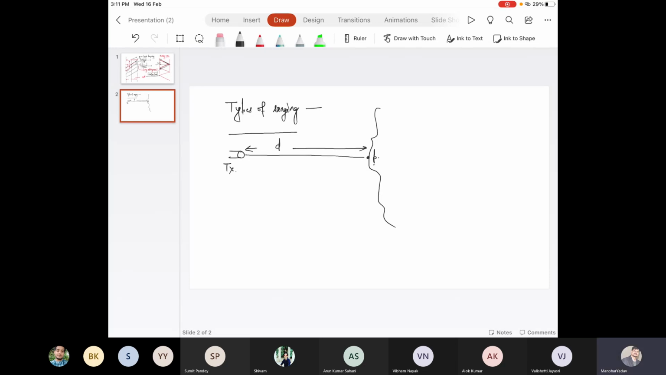And how is it measured? A laser beam is transmitted. It goes from the laser transmitter to target point P, and then it returns back. So this entire procedure is called ranging. It is realized by measuring the total time of flight, TOF, which we also call total time of travel, the time taken by the laser pulse, the laser beam.